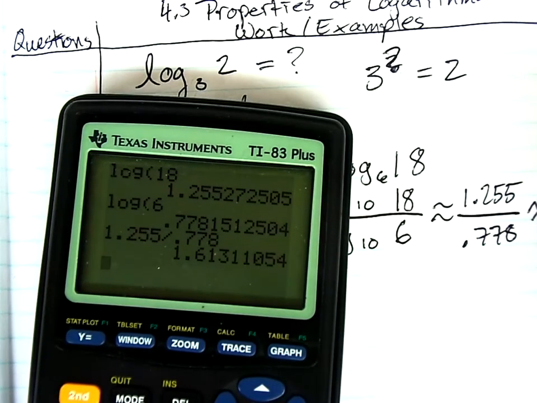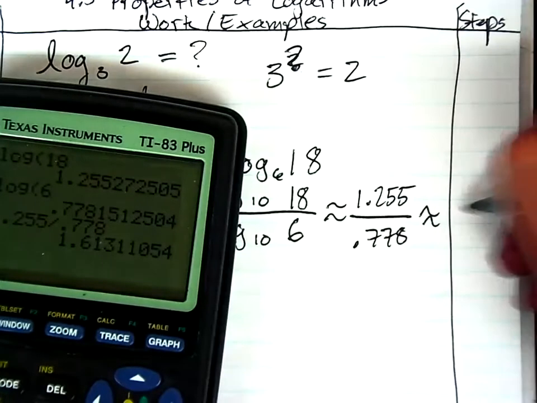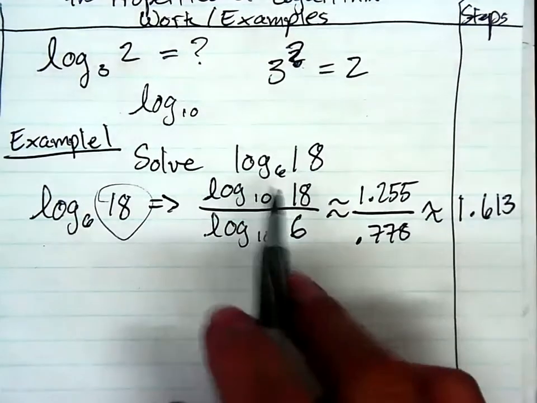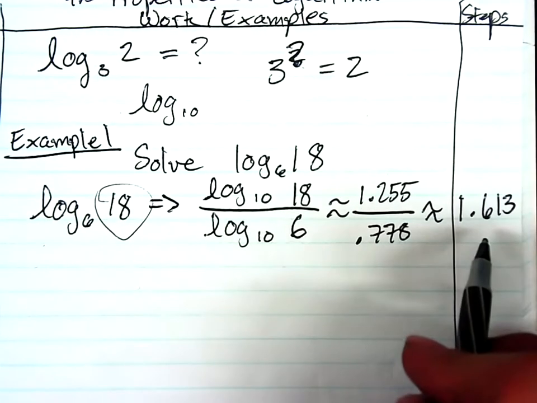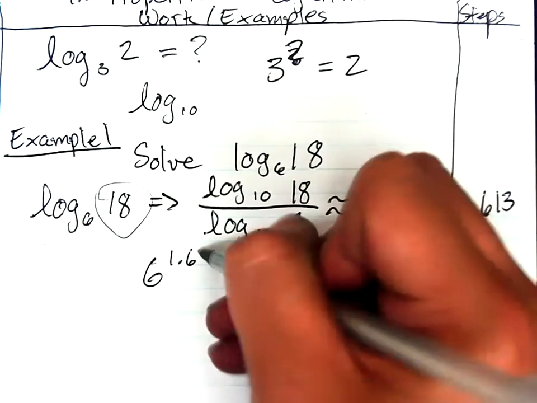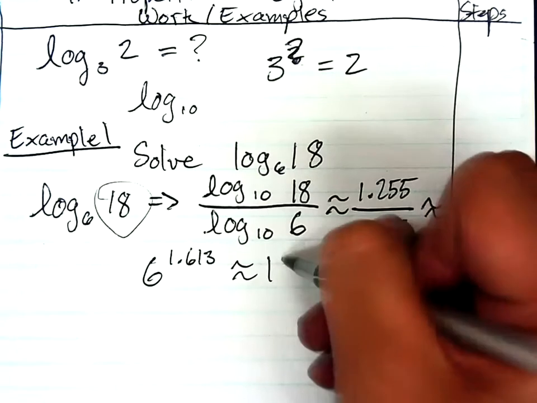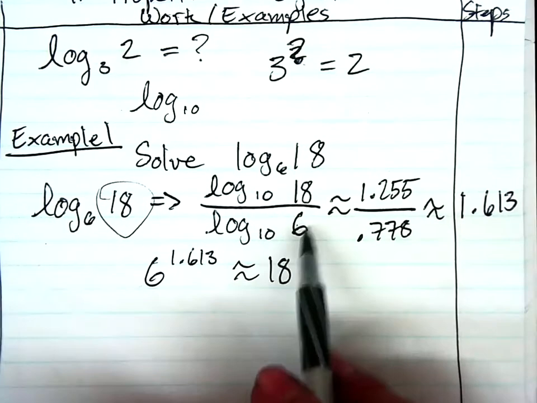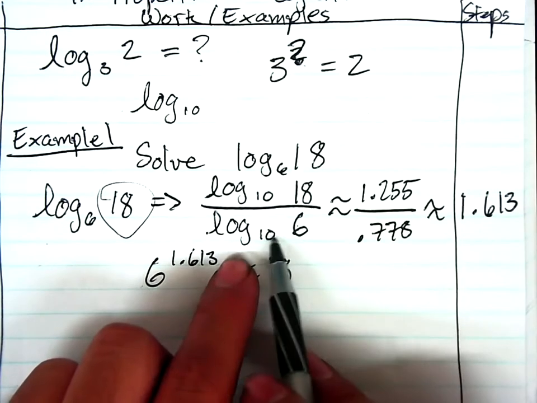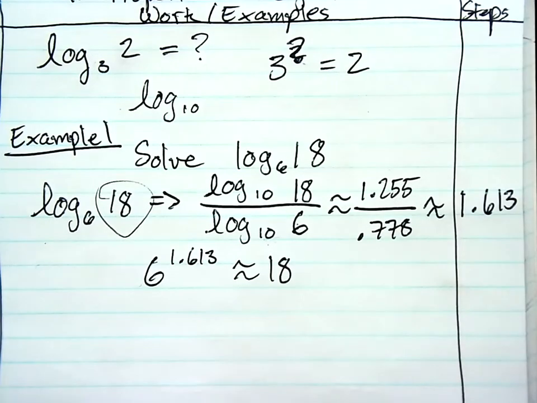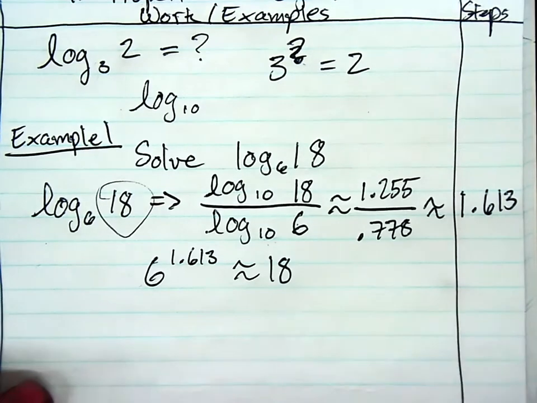And that's going to give me about 1.613. So the actual answer to log base 6 of 18 is 1.613. In other words, 6 to the 1.613 power should equal about 18. Okay? So the change of base formula, again, allows me to find exact values by using log base 10, since our calculators and a lot of logarithmic tables are already set up that way. Okay? So there's example 1.